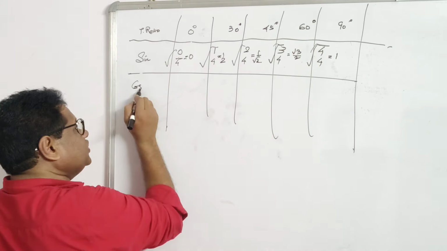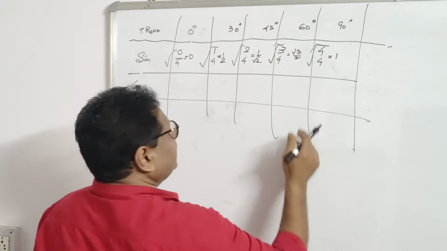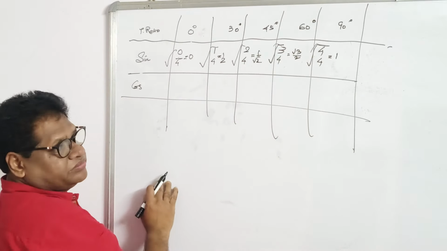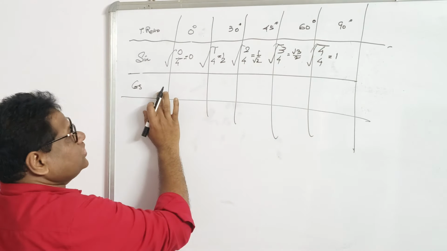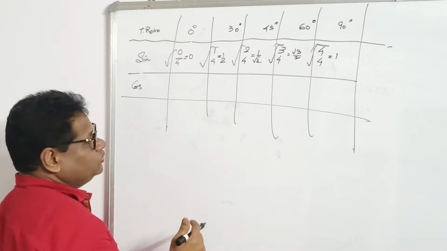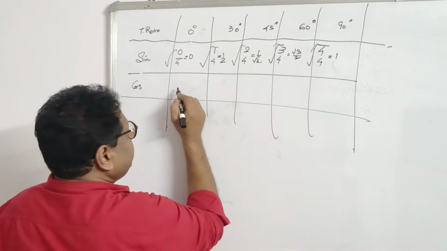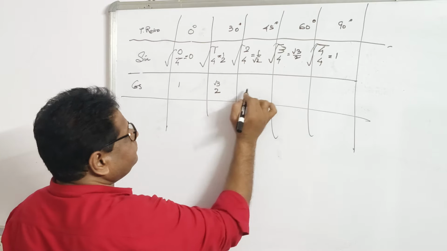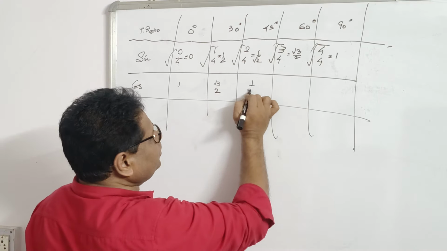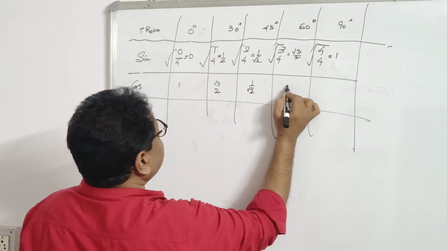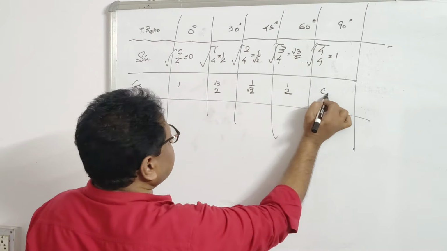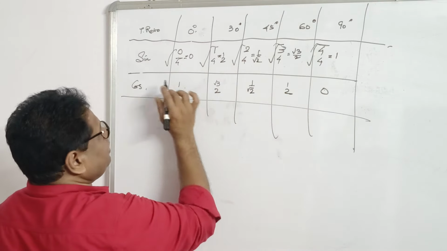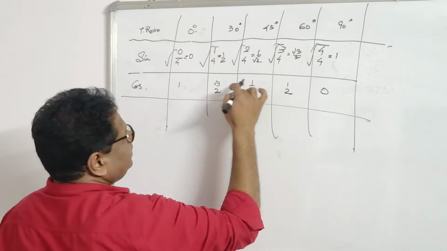Now to write the values of cos, write this in decreasing order, because for cos, more is the angle, less is the value. So write in diminishing order. It is 1, then we have root 3 by 2, then 1 by root 2, then half, then 0. That means cos 0 degree is 1, cos 30 is root 3 by 2, in this way.